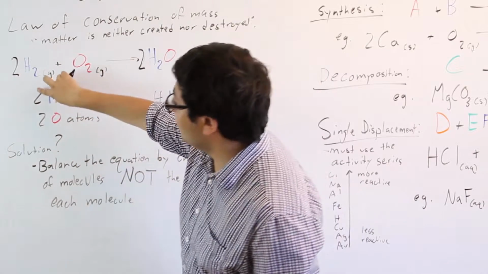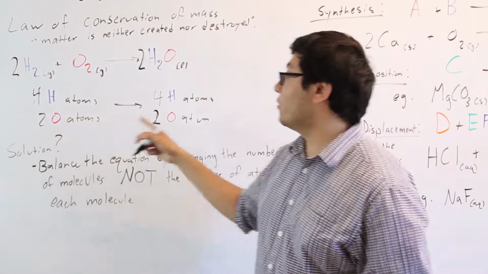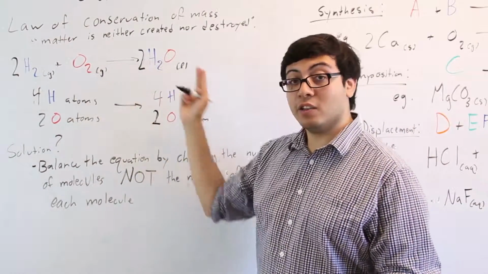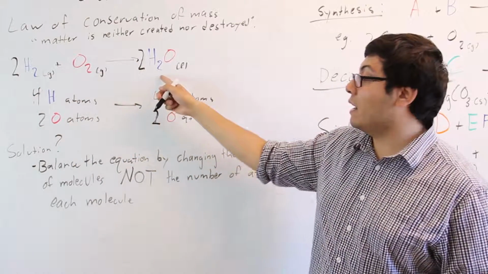So now we have 4 hydrogen atoms over here, 2 oxygen atoms, and over here we also have 4 hydrogen atoms and 2 oxygen atoms. But a chemical reaction did happen because we started out with hydrogen gas and oxygen gas and ended up with water.